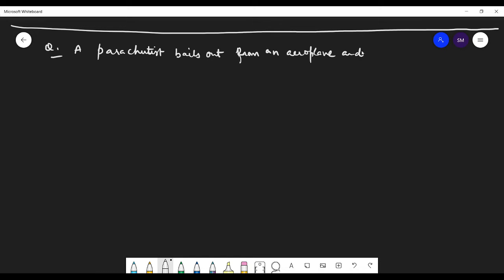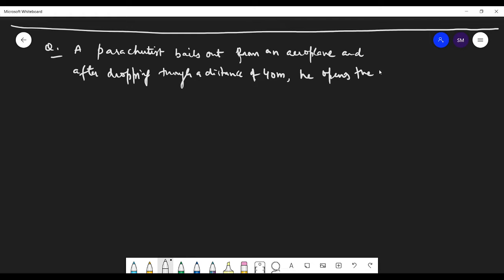And after dropping through a distance of 40 meters, he opens the parachute and decelerates at 2 meters per second.